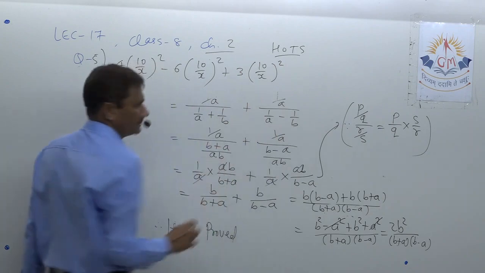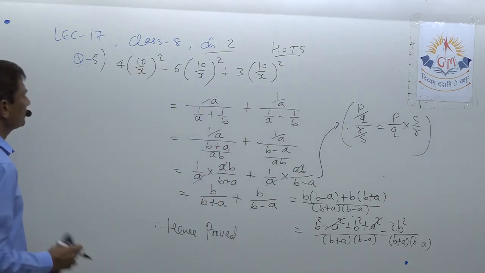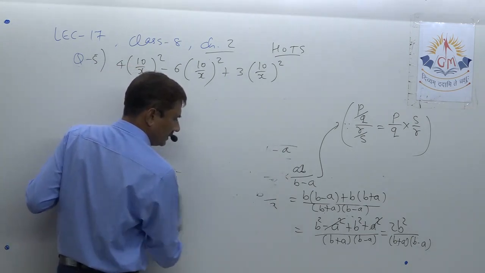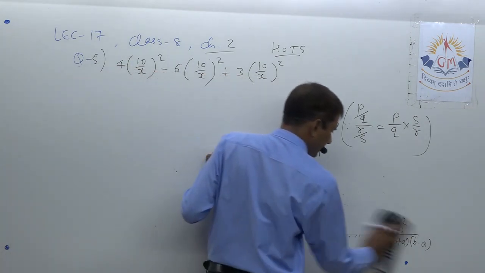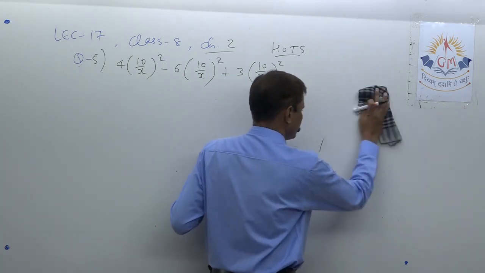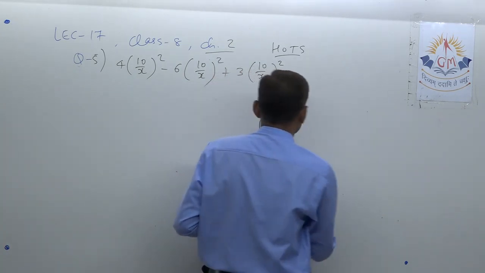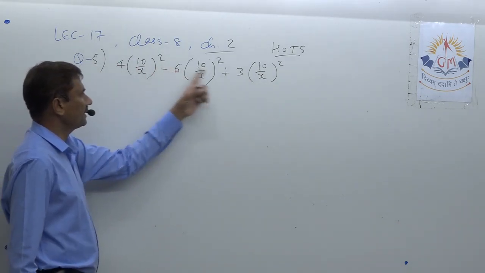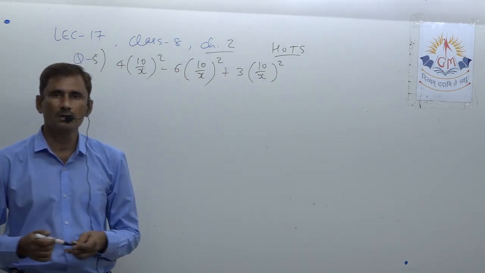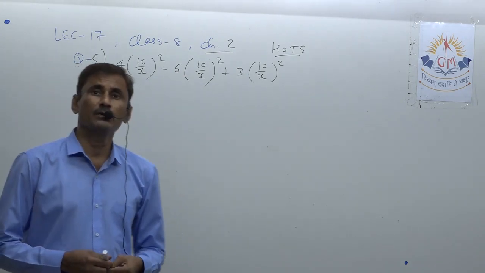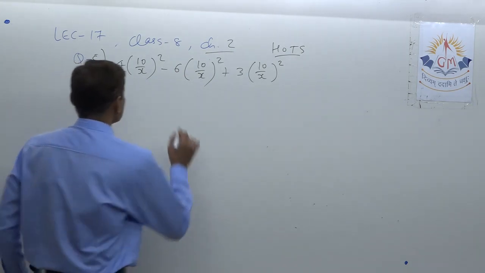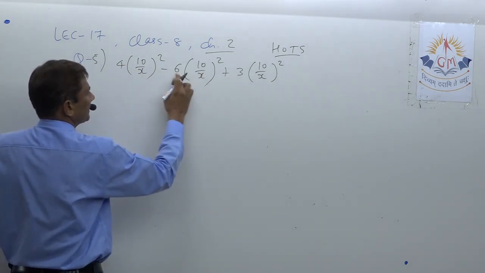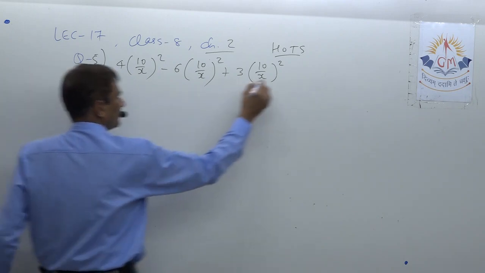Now you can see here, everywhere (10 by x) raised to 2 is there, means like terms are there. They are called like terms. Like terms means, you know, all are x, all are y, all are xy. Then they are like terms. Means the unknown should be equal. Except the coefficient, everything should be equal. Then they are called like terms. Like terms can be added or subtracted. So now I can say it is 4 plus 3, 7 minus 6 equals 1.